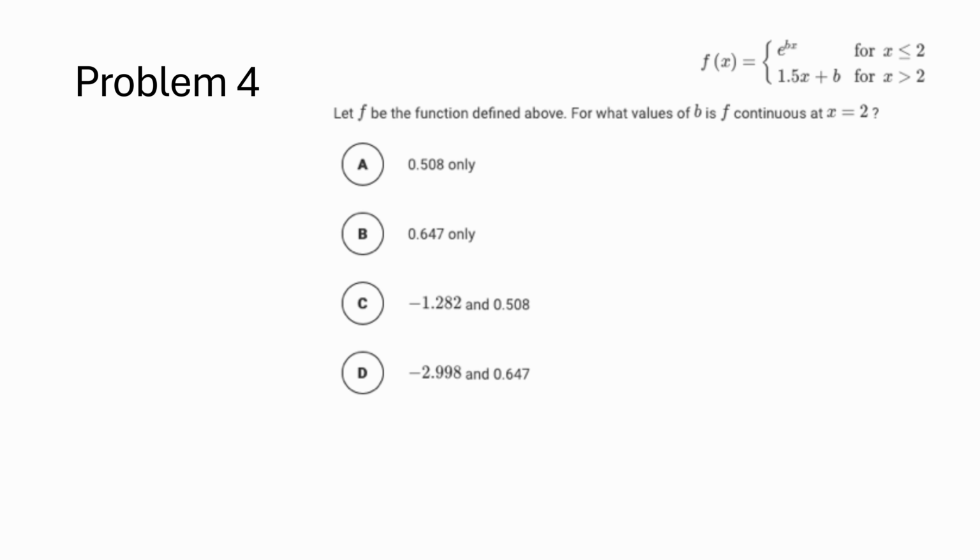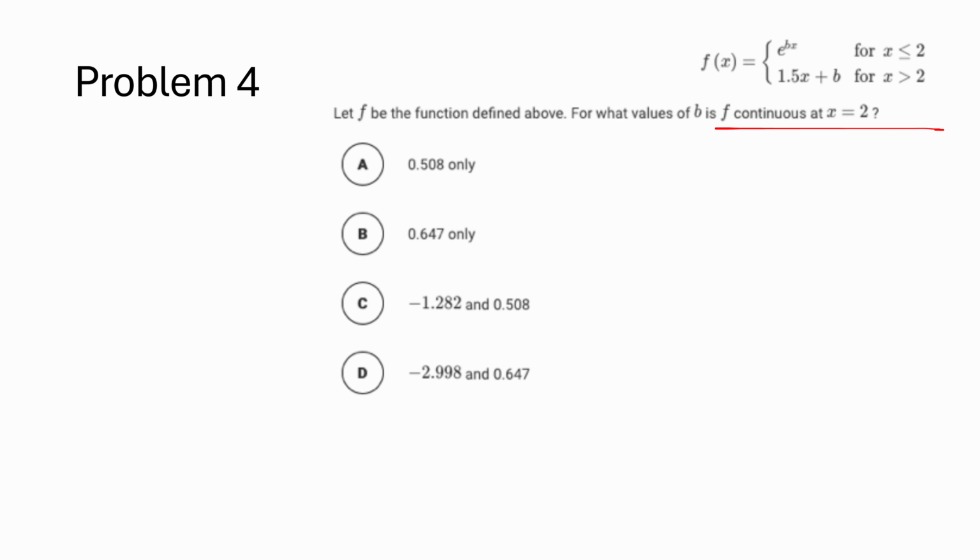Okay, problem 4 is a calculator active question. Let f be the function defined above. f of x equals e to the bx for x less than or equal to 2, and 1.5x plus b for x greater than 2. For what values of b is f continuous at x equals 2? So basically, try to solve this problem, pause this video if necessary, and solve it.